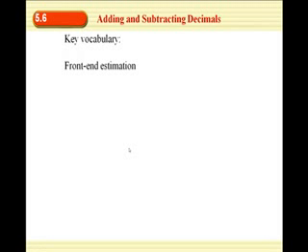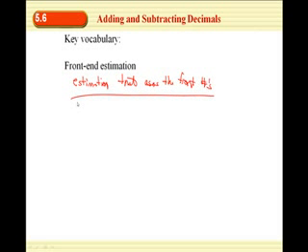8th grade, 5.6, adding and subtracting decimals. Our vocabulary is front-end estimation, and that's a type of estimation that uses the front numbers. I'll show you that. I think there's an example later on, example number 3, so we'll do more of that when we get there. This is page 260 in your book.